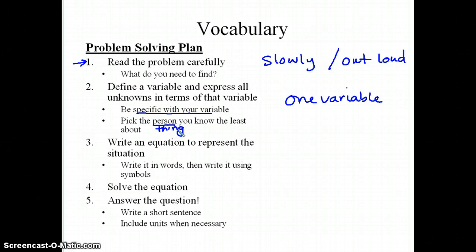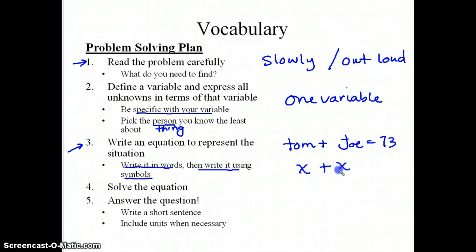Moving on, after we've found all of the unknowns and we have defined them, we'll move on and write an equation. When we write an equation, I like to write it in words, and then I write it using symbols. Many times it could be something like this. Tom plus Joe is equal to 73. That is what I'm talking about, writing it in words. Then if I was to write it in symbols, maybe I would have this as my symbols to be able to write that out. I will show a specific example today after we finish our problem solving plan.